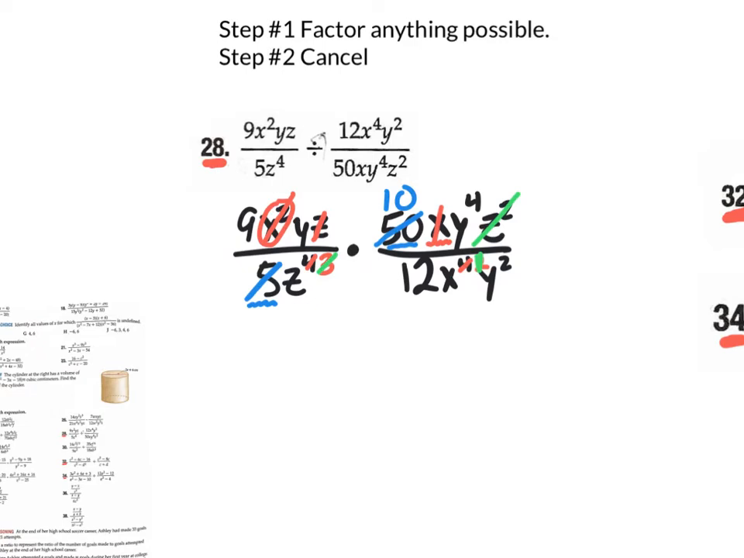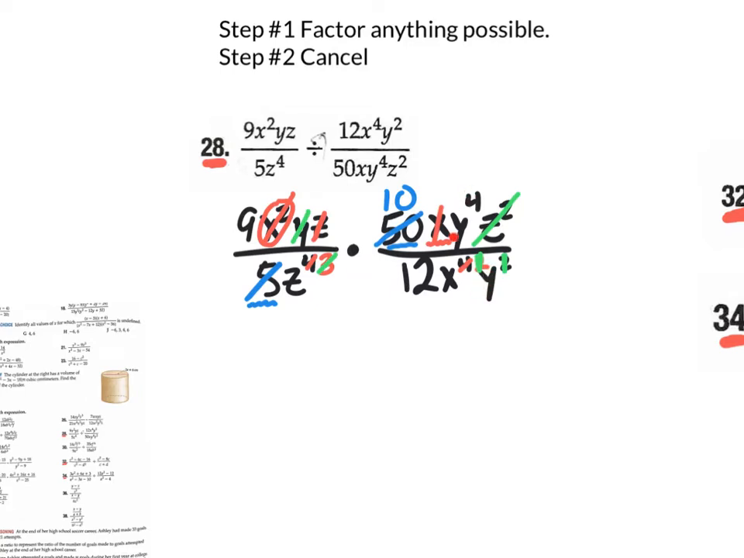We've done z's, we've done x's. Let's go for y's. As you could see, I have one y up here and two y's down there. So I could cancel one. This one y is going to completely cancel with one of these two. So now I just have one y left on the bottom.